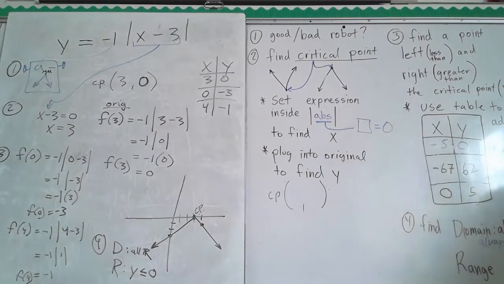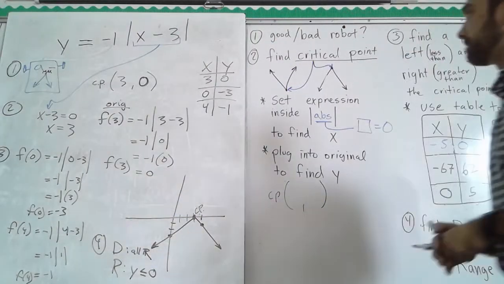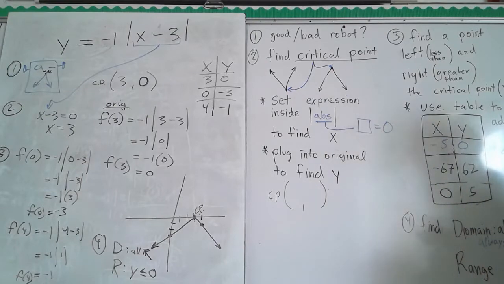Yeah, question? Is the domain always going to be all real numbers? It is for absolute value. Yeah. Until you start rotating it. But let's get to that later.